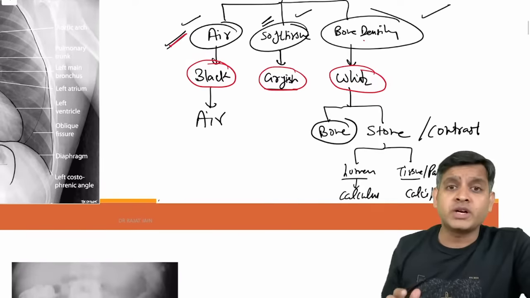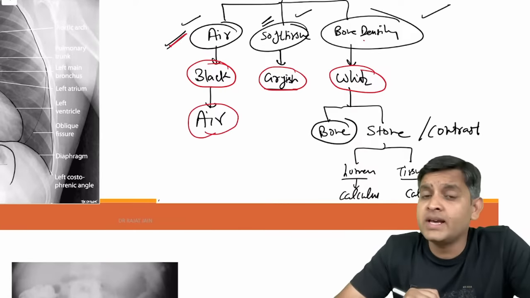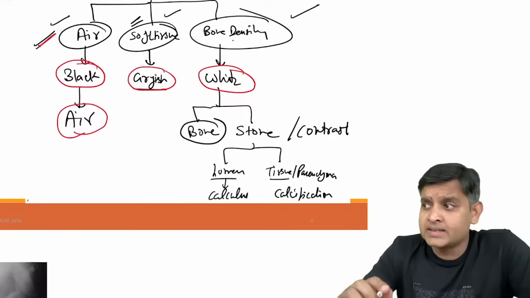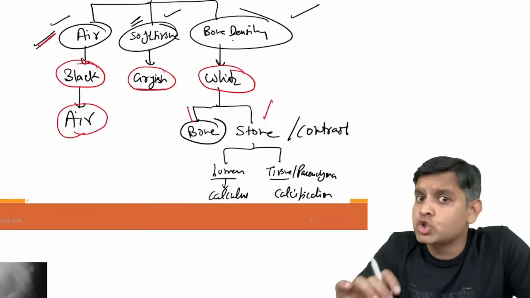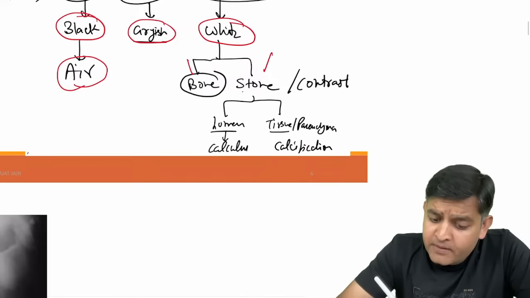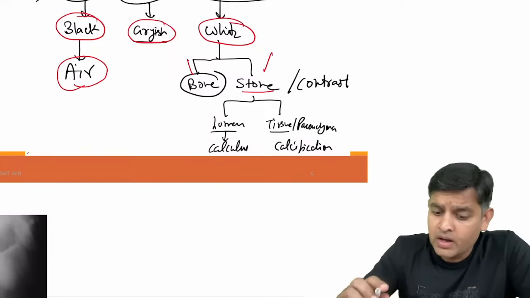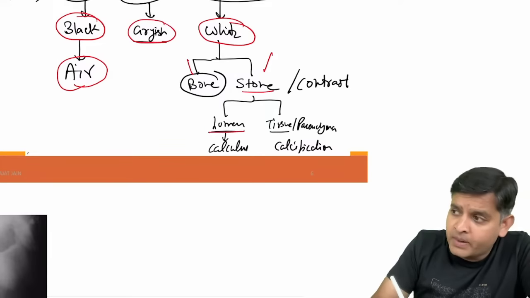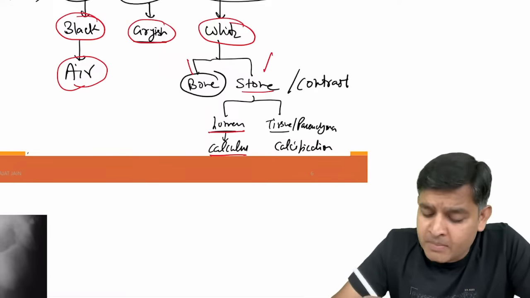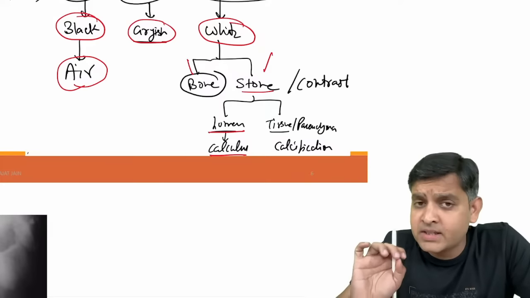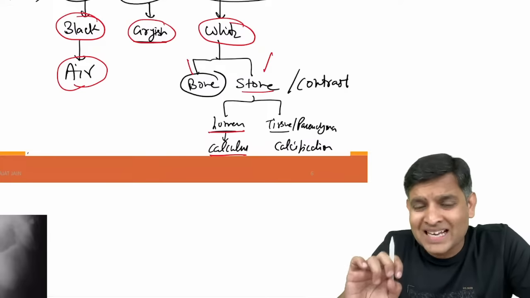Now the point to be noted is, what looks very, very black? Remember, only air. However, if it is white, it is either bone or stone. If it is anatomical, it is bone. If it is non-anatomical, then it is stone. Now in the stone, if it is present in the lumen, then it is calculus. If it is present in the tissue or parenchyma, then it is calcification.